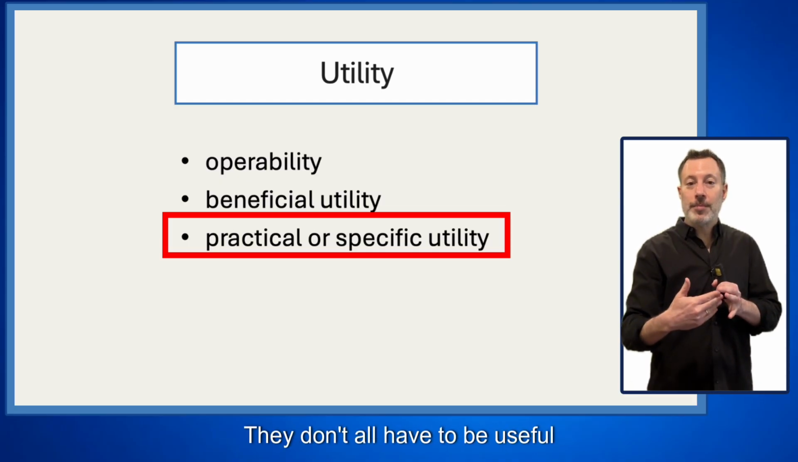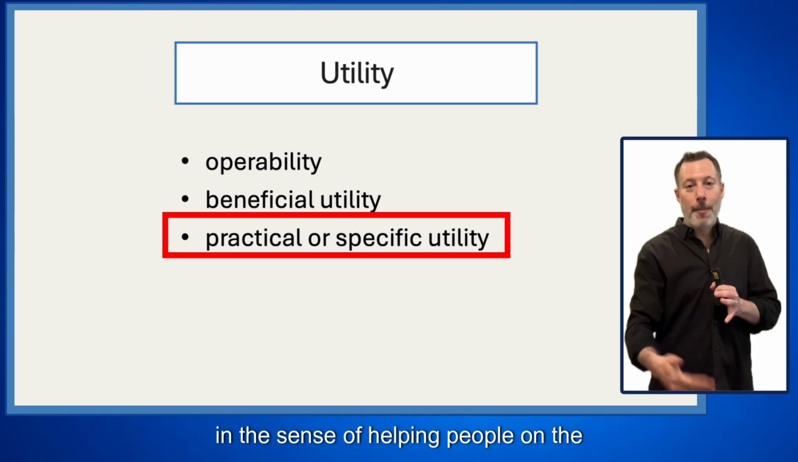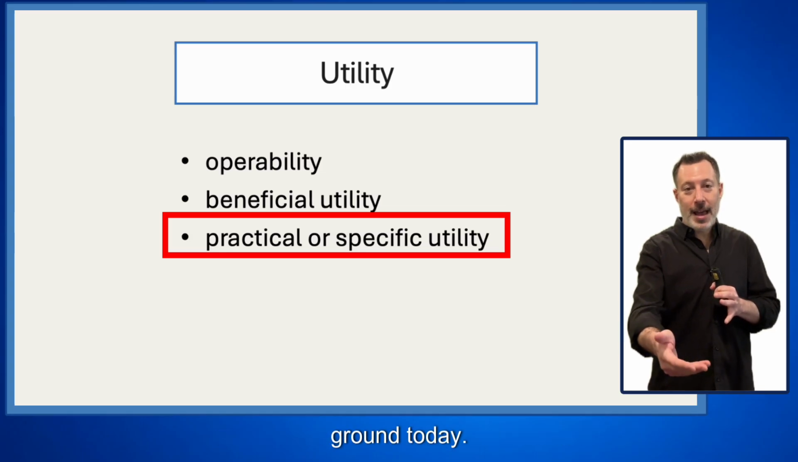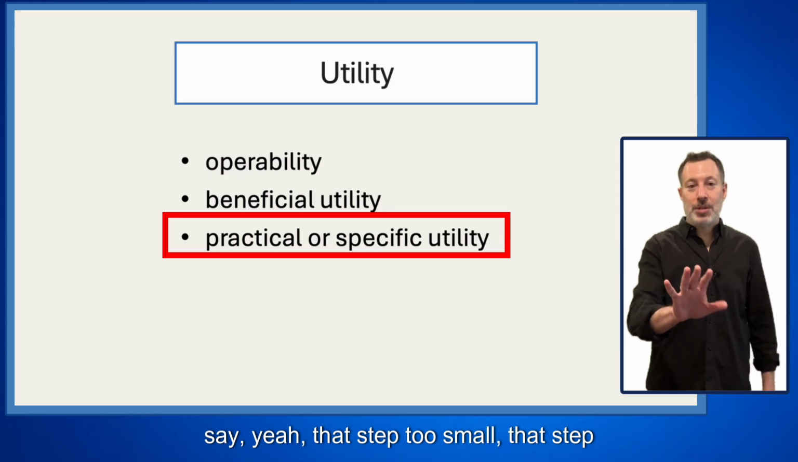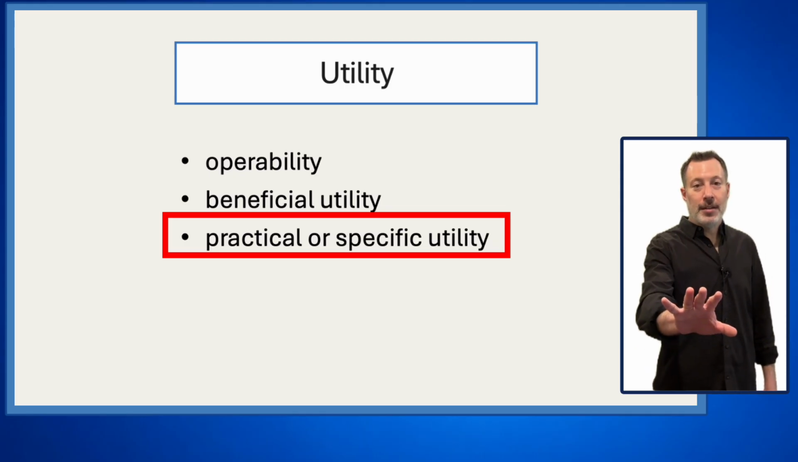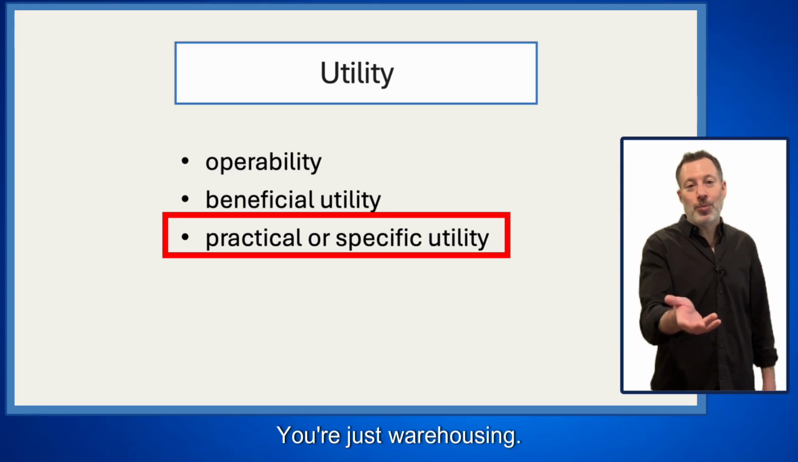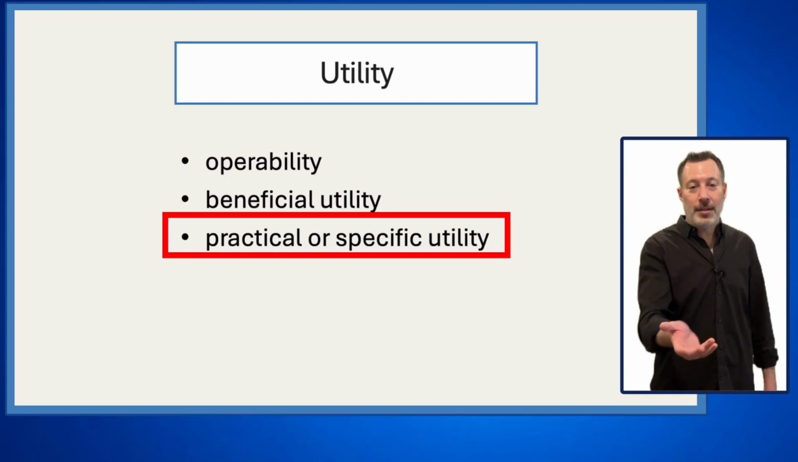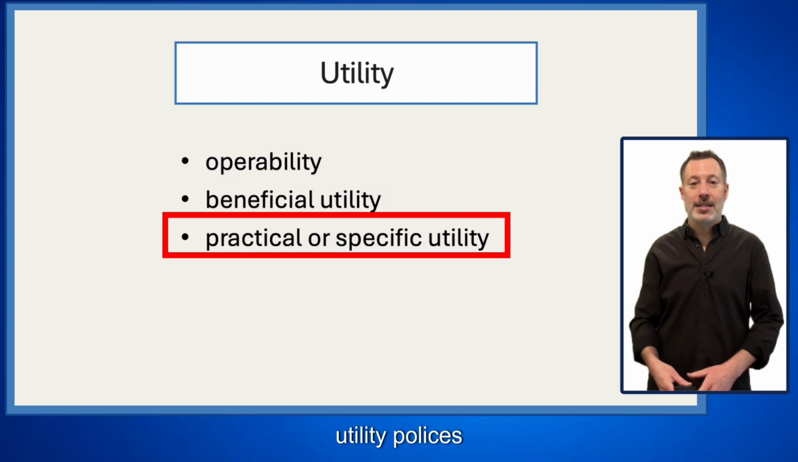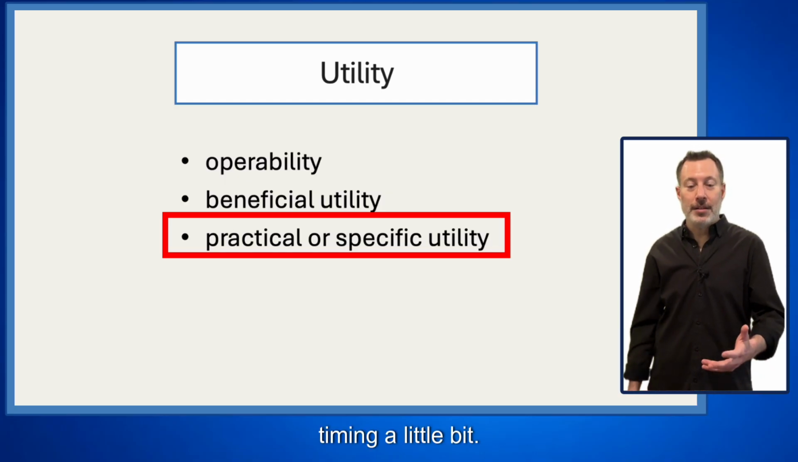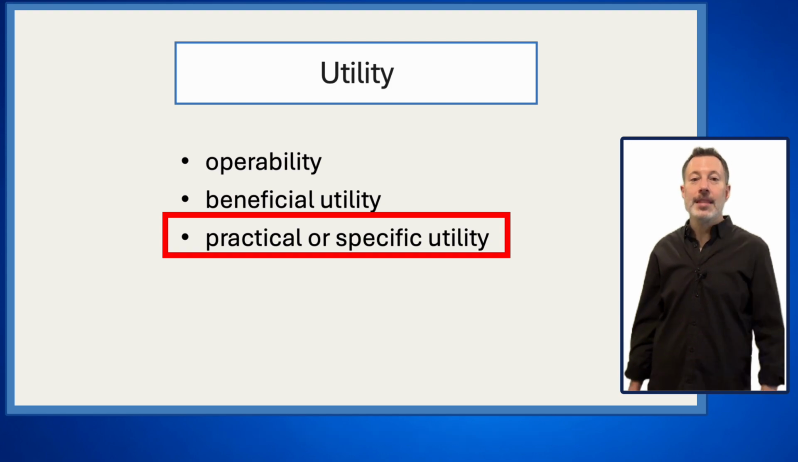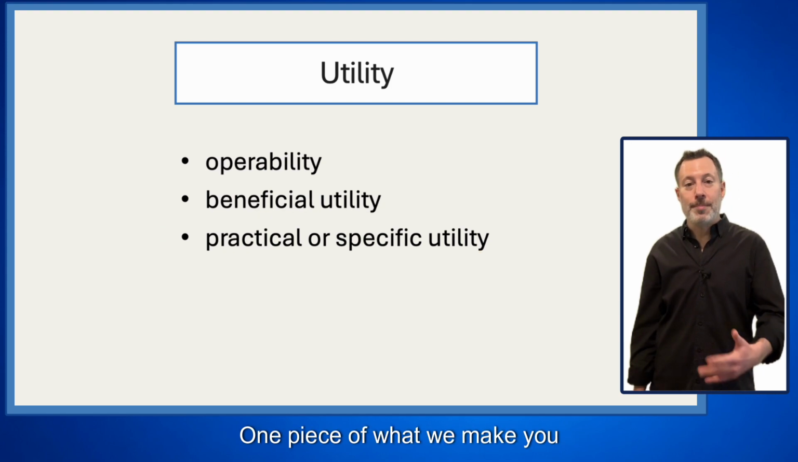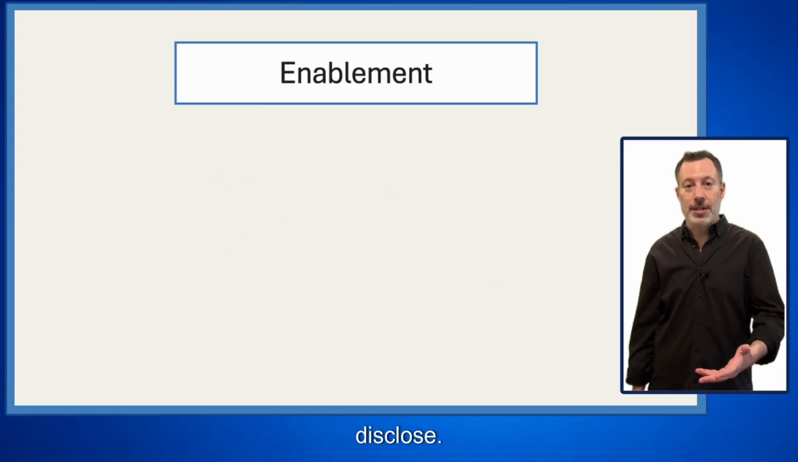They don't all have to be useful in the sense of helping people on the ground today. But courts use this a little bit to say, yeah, that step's too small, that step's too early, that step's not real. You're just warehousing. You have no idea what you're doing. Utility polices timing a little bit. Don't patent until you know at least a little something. That's the utility requirement. One piece of what we make you disclose.